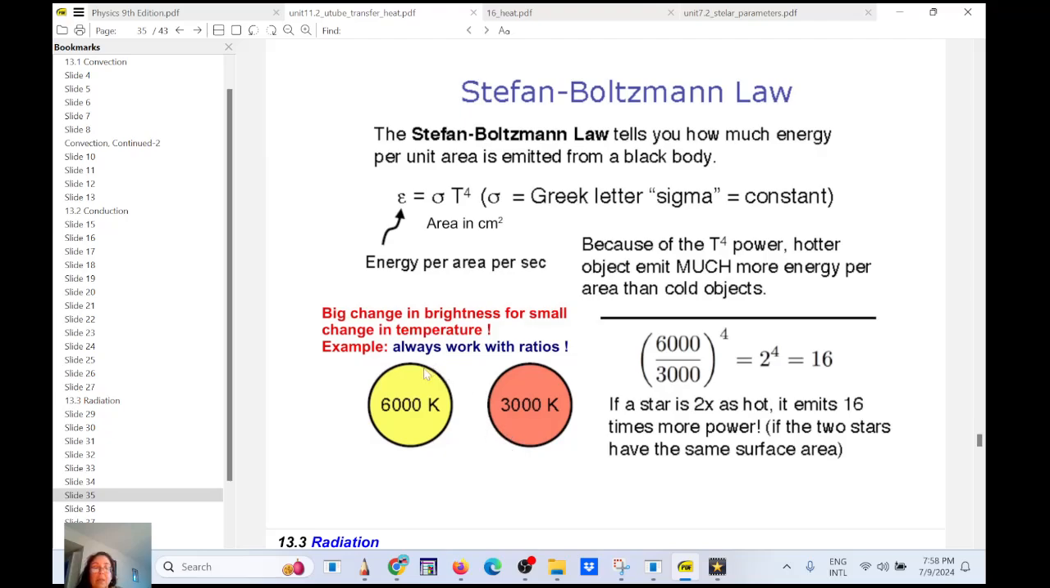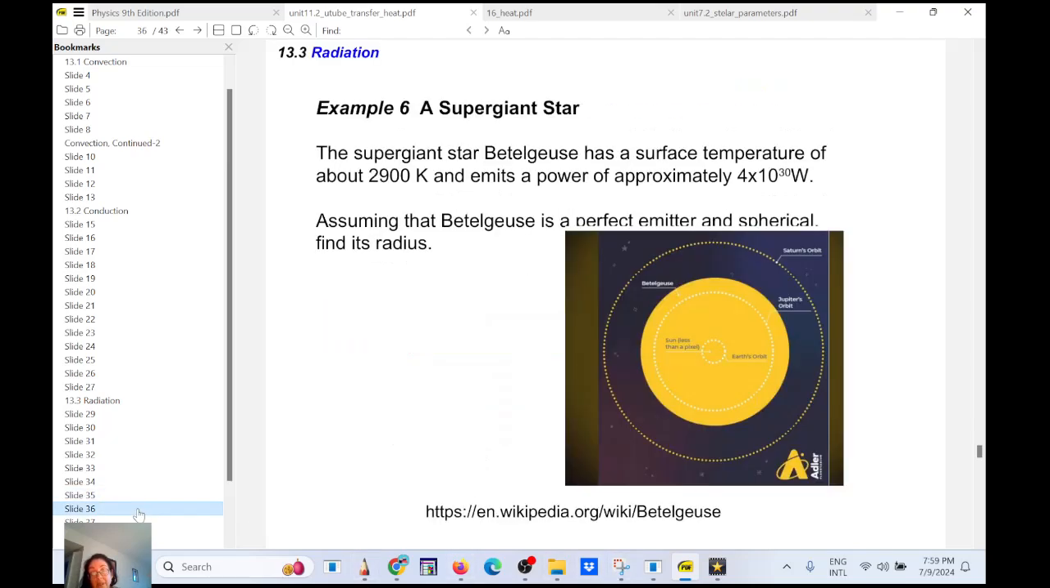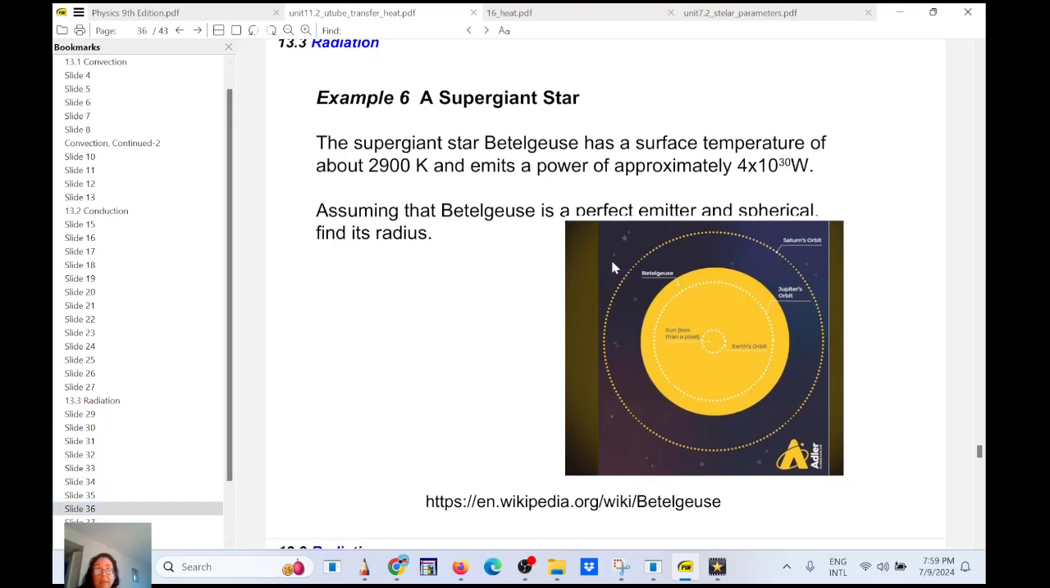Now you can have a cool star like Betelgeuse, which is red. It can outpower a hot blue star like Rigel if the area is large enough. So even though you have a cool star, if the area is very, very large, then you can still emit a lot of power. So it's very interesting. Here they talk about Betelgeuse.